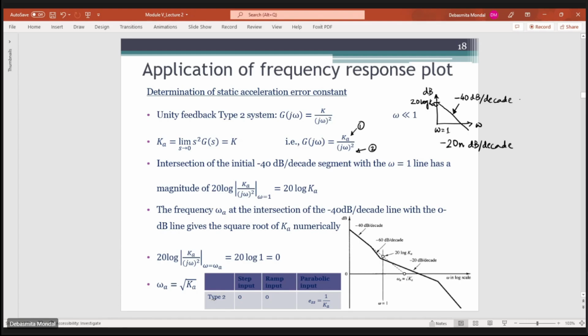Okay, so from this one you can identify that there are multiple corner frequencies.